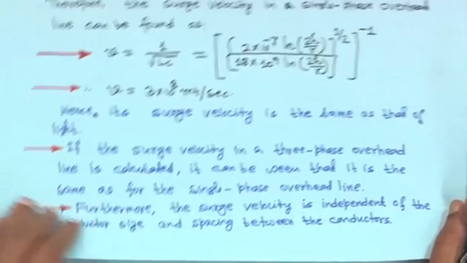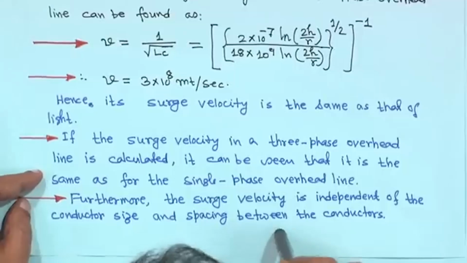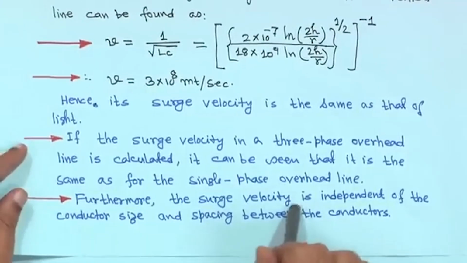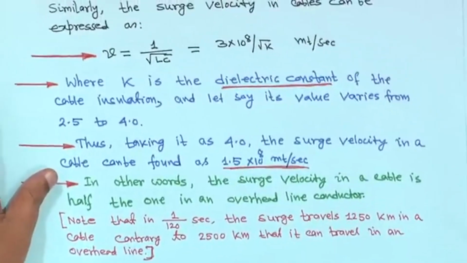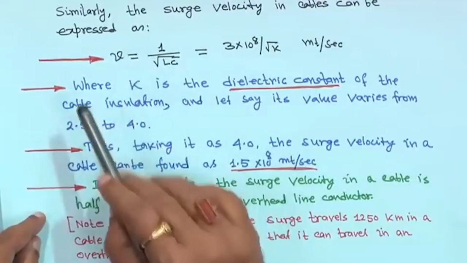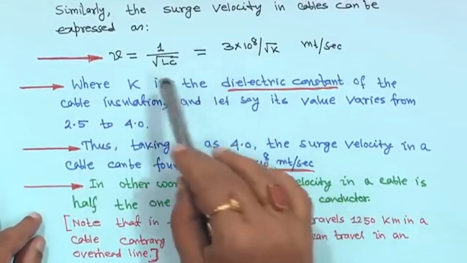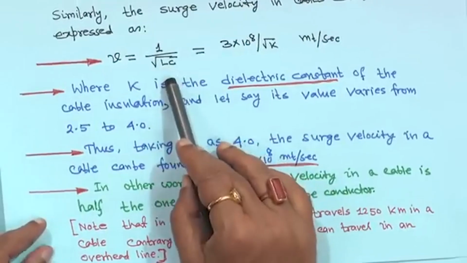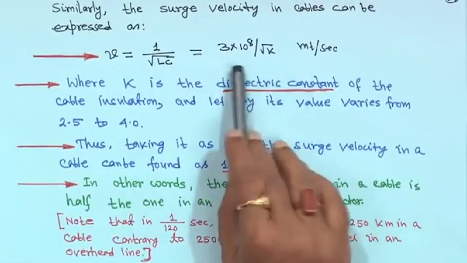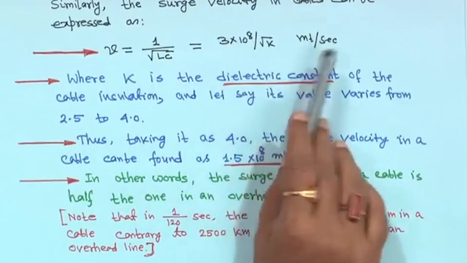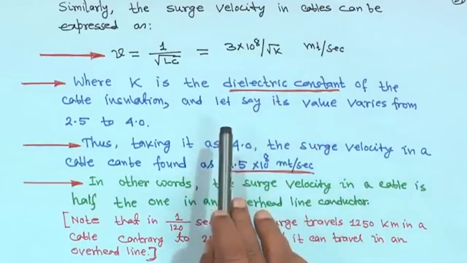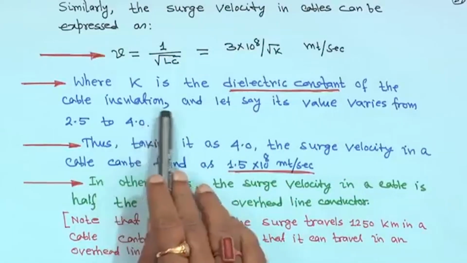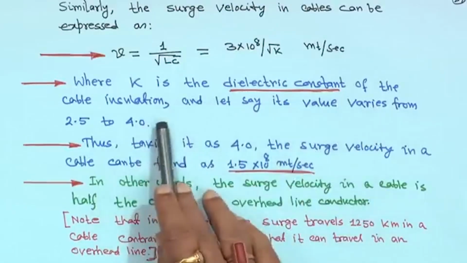So, it is independent of the conductor size and spacing between the conductors. Similarly, the surge velocity in cables can be expressed as v = 1 upon root over LC. Only thing is that it will be 3 into 10 to the power 8 upon root K meter per second, because the dielectric constant for the cable will come here. In this case K is the dielectric constant of the cable insulation.